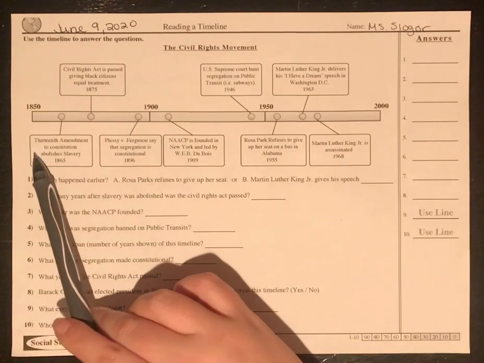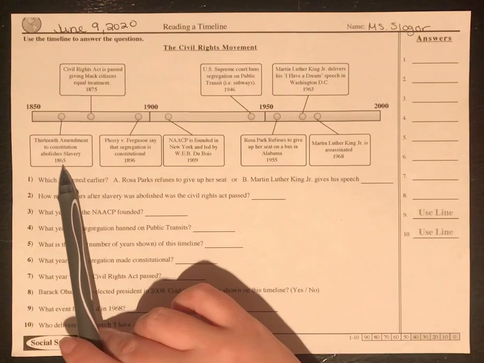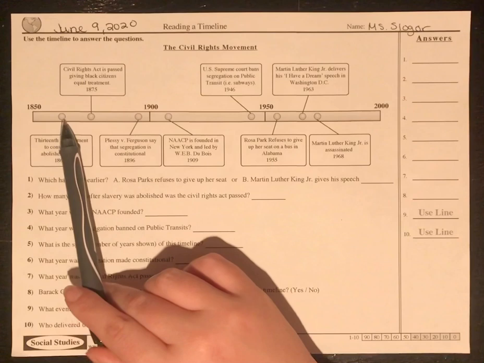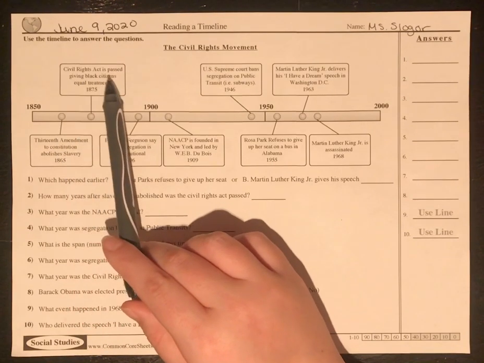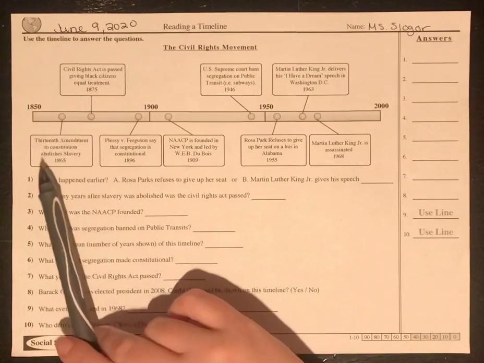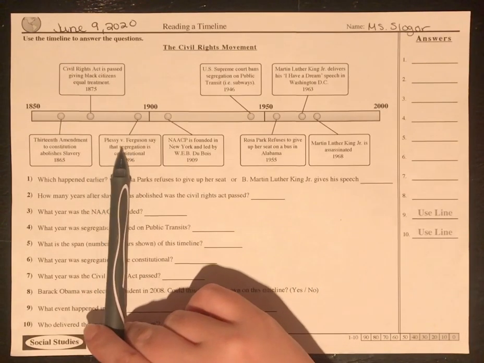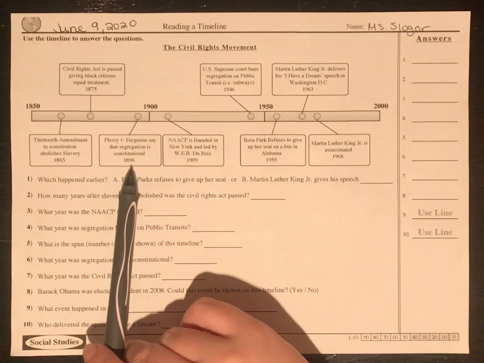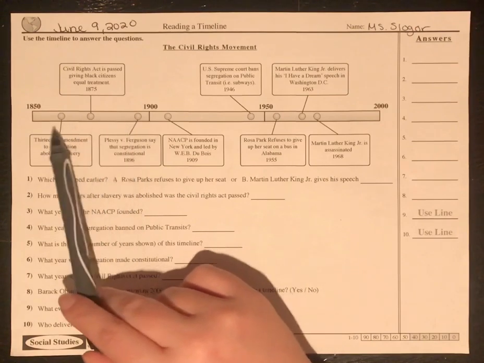So if I look here, I can read the 13th Amendment to the Constitution abolishes slavery in 1865. So I know in 1865 this event happened, so it's going to happen here on my timeline. Then a little bit later, Civil Rights Act is passed giving black citizens equal treatment in 1875. So I know this happened in 1865, 1875. Plessy versus Ferguson says that segregation is constitutional. This happened in 1896, so right before 1900. So those 3 dates happened between this time.